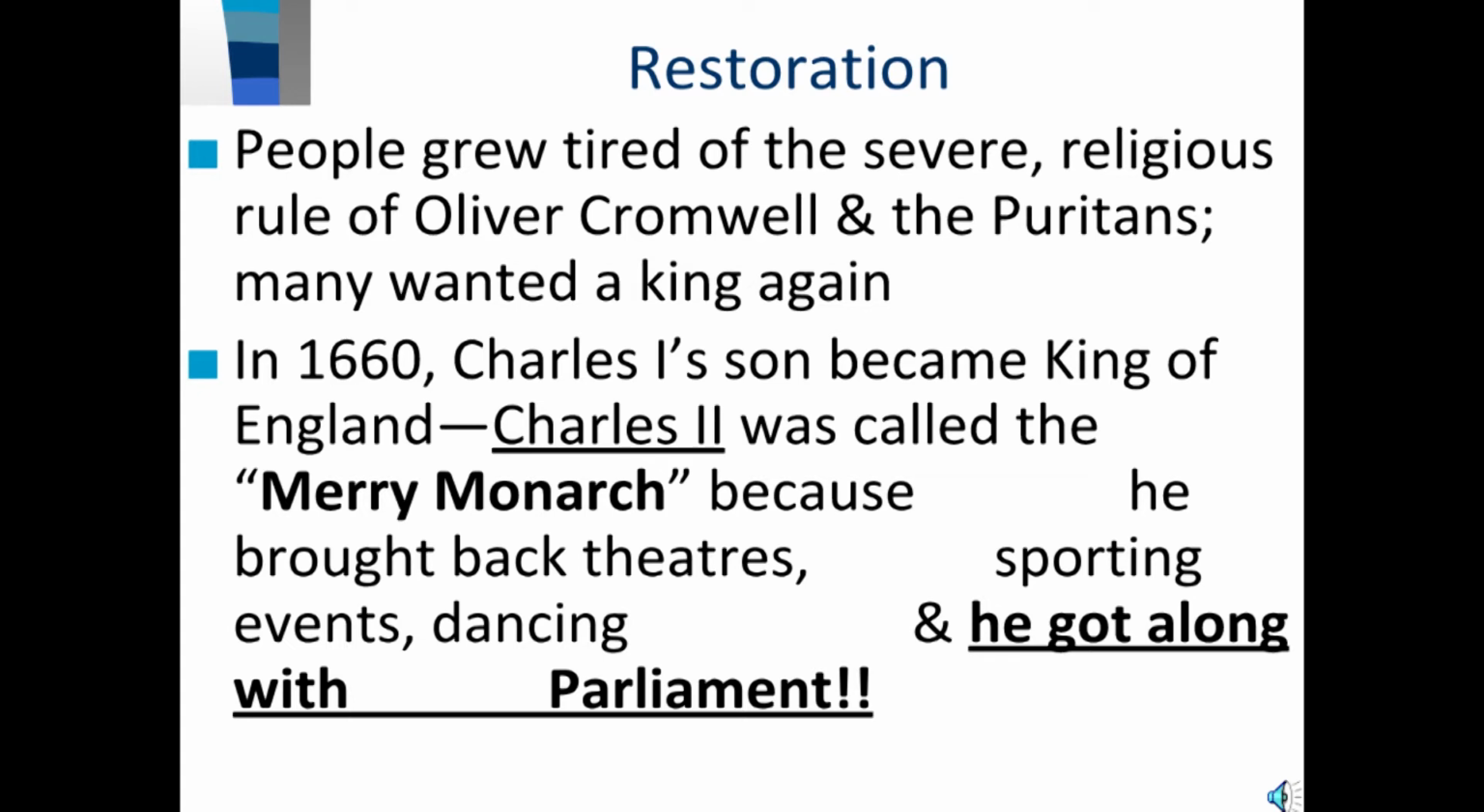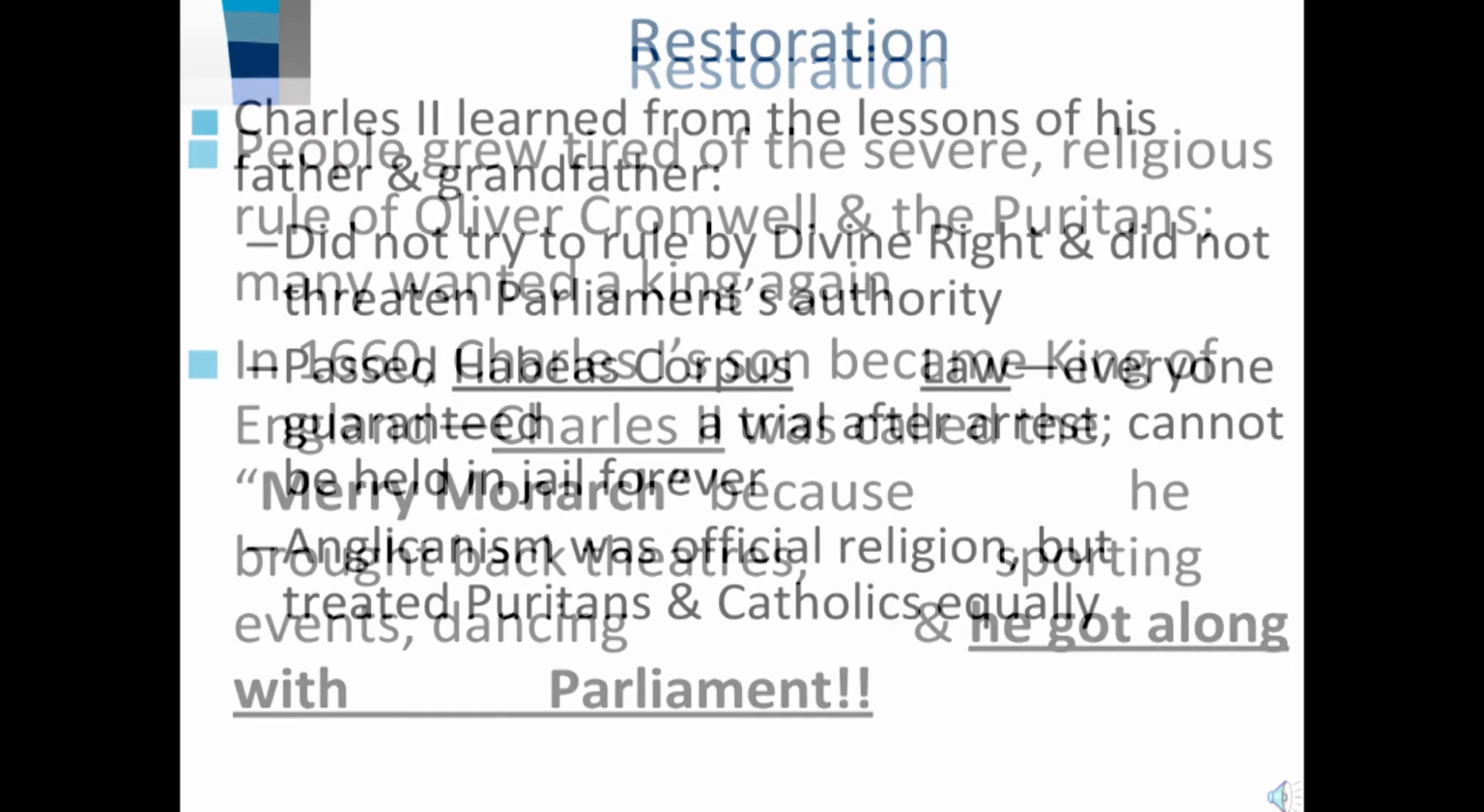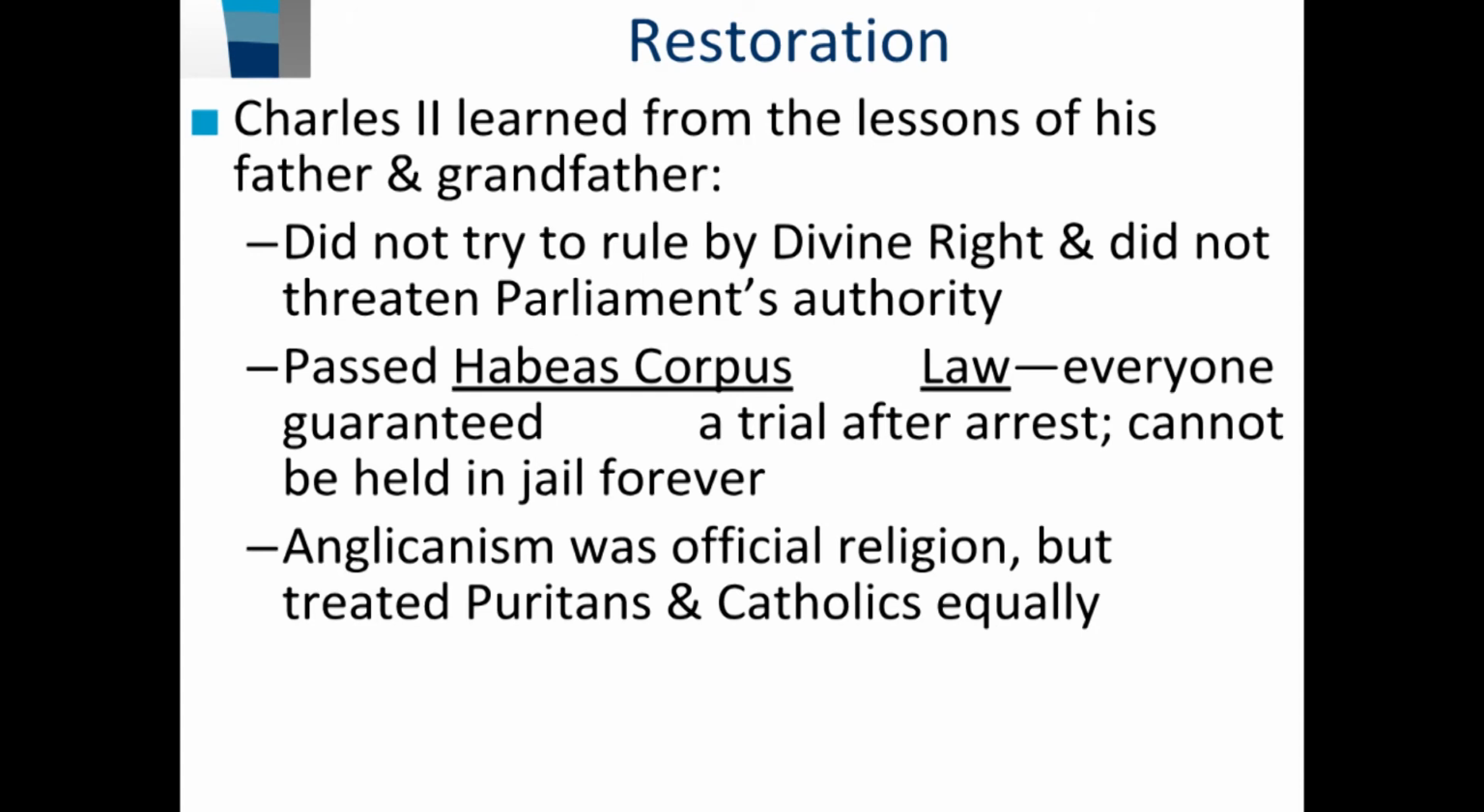So he said, you know what, even though that Commonwealth didn't work, I'm going to start a whole new thing. Let's just get the king back together. Let's forget that this whole Cromwell situation ever existed. And here, we'll just go back to how it was, and I'll actually work with Parliament this time. And Charles II said, you know what, I've learned the lessons from my father and my grandfather. I'm not going to try to be a divine king. I know I'm not told by God to rule. I'm just going to take a back seat here and not threaten Parliament's authority.